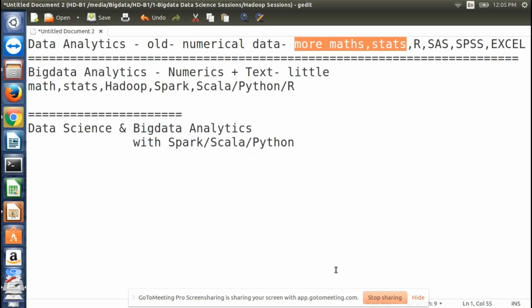Because of more mathematics, more statistics, to implement this in R is difficult. To implement in Spark is easy. That's what I'm saying. Okay? But here R is not clustering. Here R for clustering environment. Yes, you are right. You are 100% right. They are completely automated.